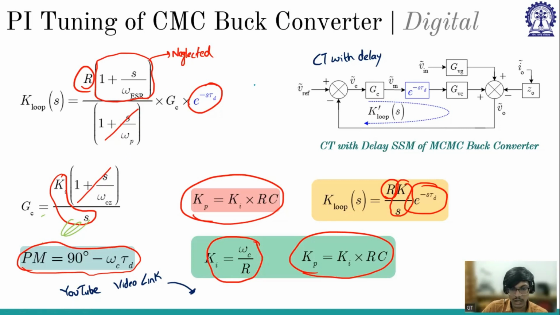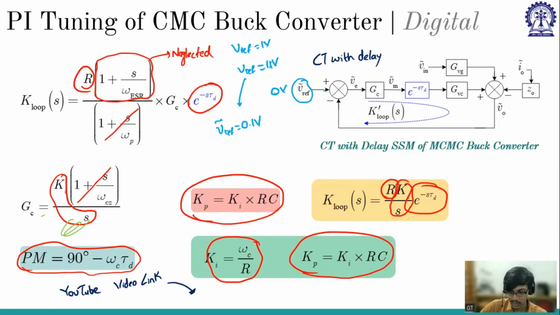So let us consider this reference transient. Initially V reference perturb is 0 and V reference is 1 volt. Now the new V reference is 1.1 volt. So what is my V reference perturb? My V reference perturb is 0.1 volt. So there is a perturbation of 0.1 volt, which is the reference perturbation, which means my V0 should also perturb by 0.1 volt so that my error becomes 0.